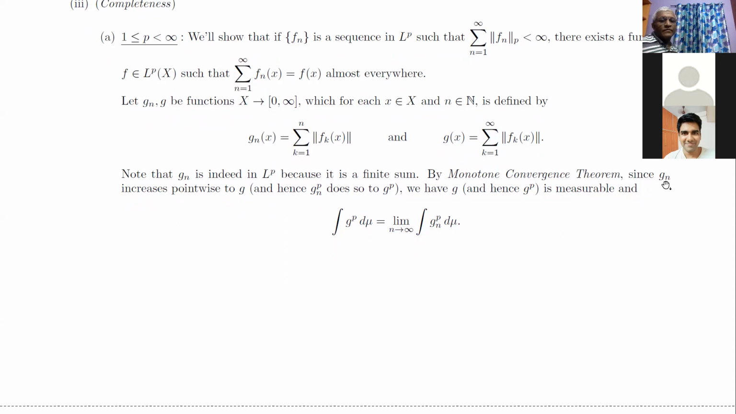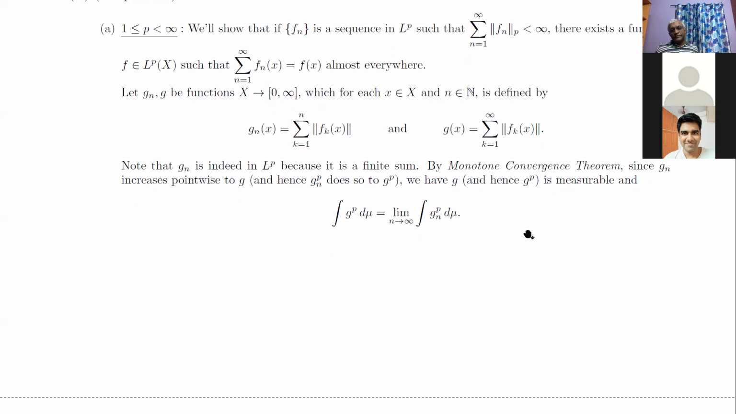And by the monotone convergence theorem, since gn increases pointwise to g, we can claim that gn^p also increases pointwise to g^p. We have that g and g^p are measurable, and this conclusion holds. That is, the integral of g^p d mu is the limit as n tends to infinity of the integral of gn^p d mu.